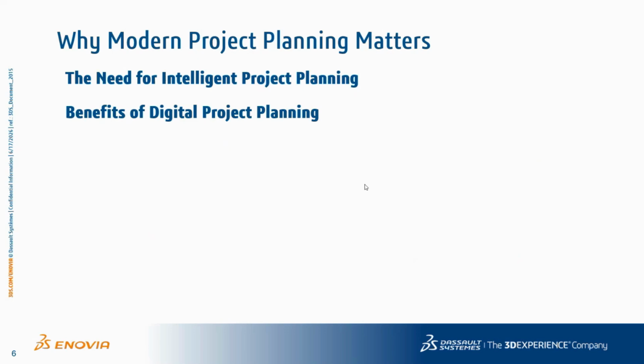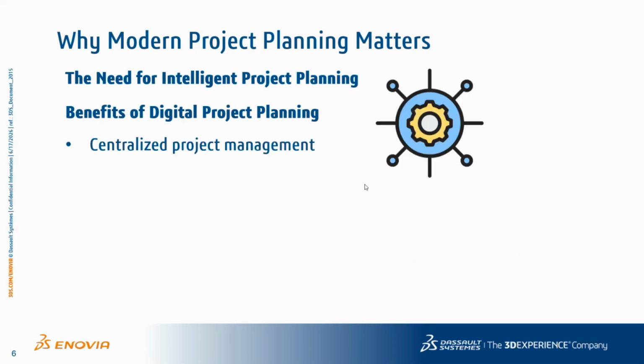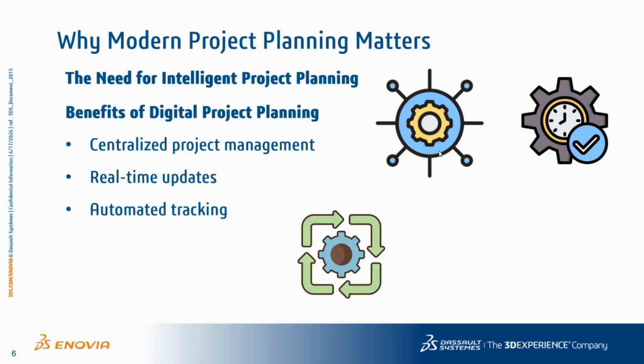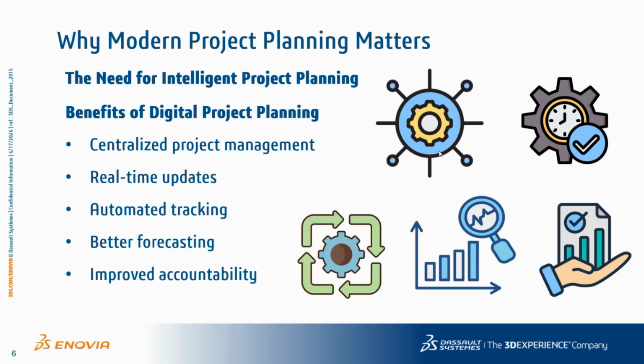So what are the benefits of having a digital project planning? So it has a centralized project management area. You get real-time updates on each and every project. It may be your project, it might be your sub-project. You have automated tracking, better forecasting, and you have improved accountability. You get to know who performed the task, when was it planned, when was it actually executed, what was the time taken to execute a particular task, what is the complexity of a particular task. So everything gets accounted here. So you have an improved accountability.